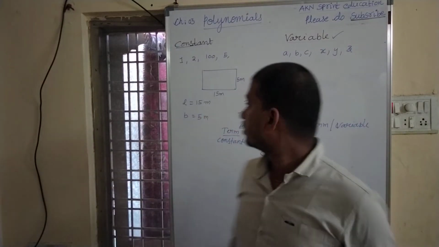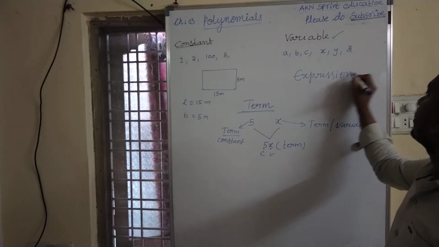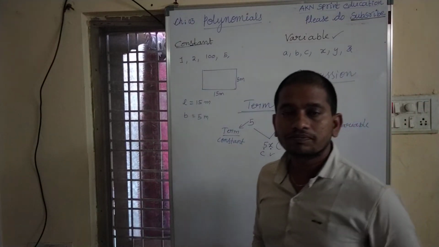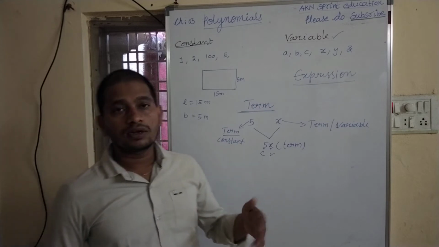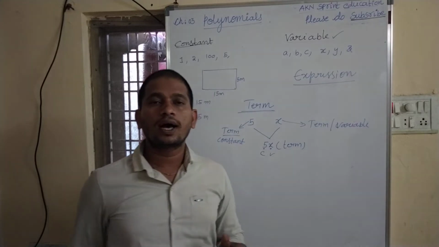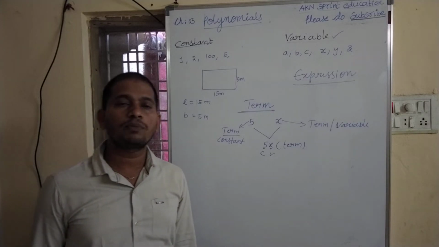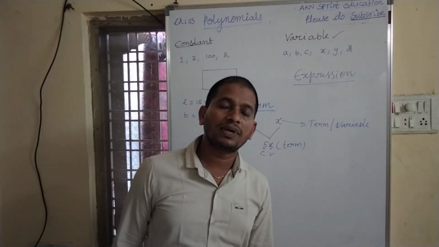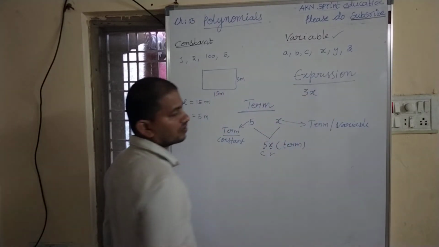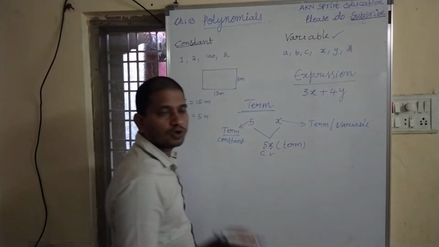Now the next term is expression. What do you mean by expression? It is a single term or combination of terms. When two or more terms are connected by the symbol either plus or minus. For example, 3x, which is a term, plus 4y. 4y is also a term.